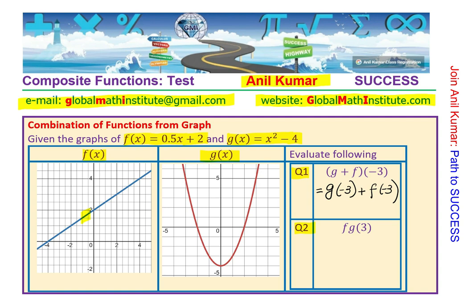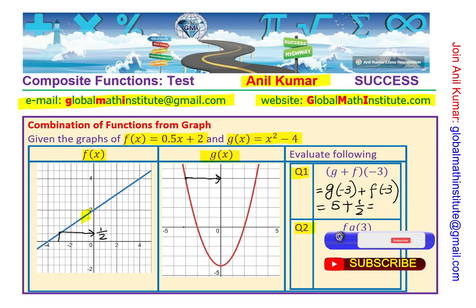So let's see. g is the parabola. At minus 3, we have this minus 3. If you go up, we can fairly accurately read the value as 5, right? So let me write down 5 here. And f at minus 3 is what? So at minus 3, it is equal to 1, correct? Half, right? Not 1, but half. So we'll add half to it, and so we get 5.5 as our answer.